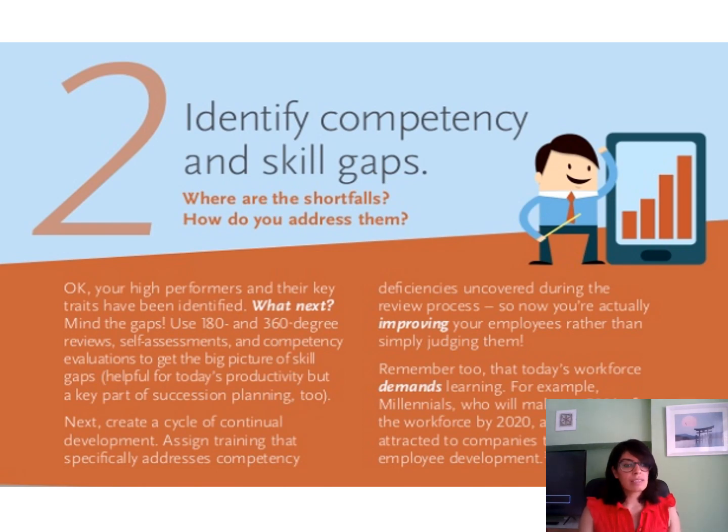You have to look at using 180 and 360-degree reviews, self-assessments and competency evaluations to actually get the bigger picture of what skill gaps are. So you allow your team to assess themselves and to assess each other. You then have to create what's called a cycle of continual development. So you will assign specific training to specific people to allow them to actually improve their skill set.